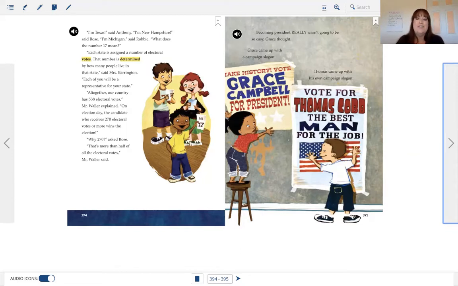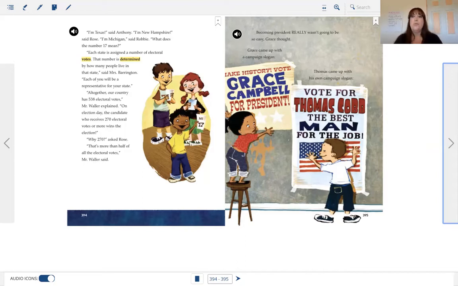Altogether, our country has 538 electoral votes, Mr. Waller explained. On election day, the candidate who receives 270 electoral votes or more wins the election. Why 270? Asked Rose. That's more than half of all the electoral votes, Mr. Waller said.